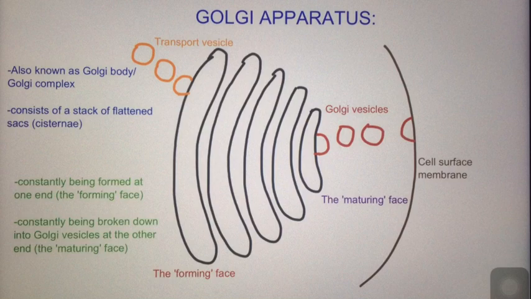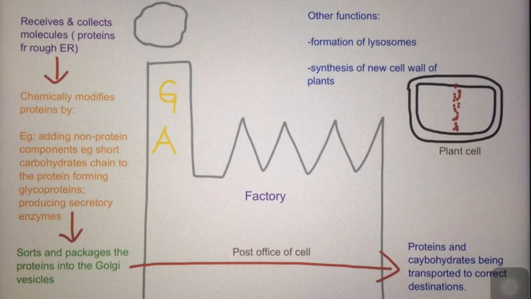More specifically, it adds carbohydrate to proteins, forming glycoproteins. It also produces secretory enzymes, such as those secreted by the pancreas. It transports and modifies lipids too. Besides, Golgi apparatus forms the lysosome. New cell walls in plants are also formed by Golgi vesicles, which contain the cell wall materials.